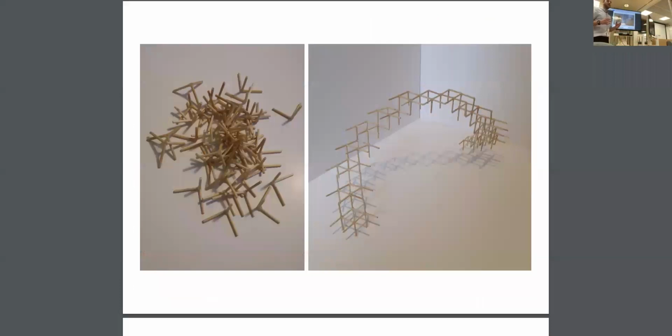These are the minutes of the models. Each one of those is about a minute to make. They're actually minute modules, because once put together, they create interesting structures like so.